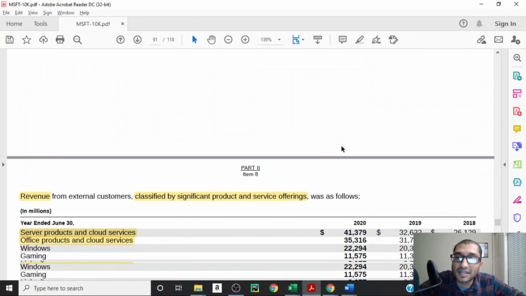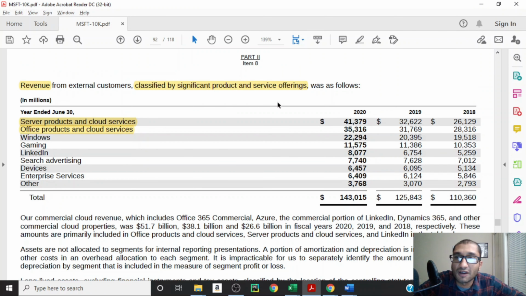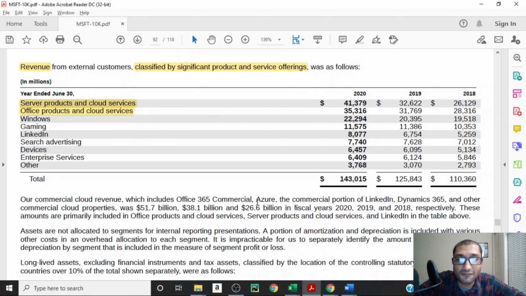On the next page, Microsoft gives us an idea of the revenue brought in from its significant product and service offerings. We can see that its server products, office products, and cloud services account for the majority of its total revenue. And finally, its commercial cloud revenue, which includes Office 365 commercial, Azure, the commercial portion of LinkedIn, Dynamics 365, and other commercial cloud properties, was $51.7 billion for the fiscal year 2020.